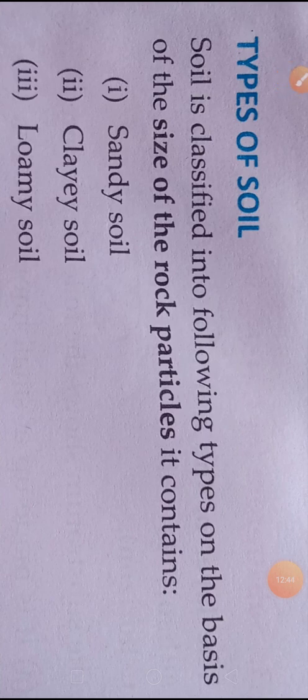Now next, that is types of soil. The next topic of this chapter, children: soil is of 3 types, sandy soil, clay soil, and loamy soil. Okay, so soil is classified into the following types on the basis of the size of the rock particles. You know very well that by the process of weathering the soil is formed. Weathering means the rocks are broken down into smaller pieces.